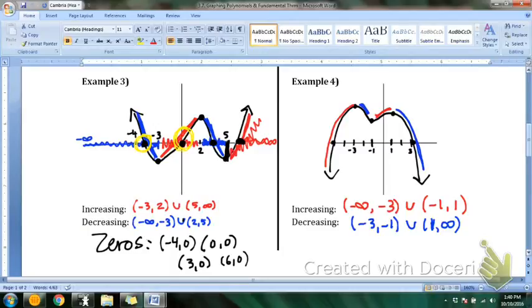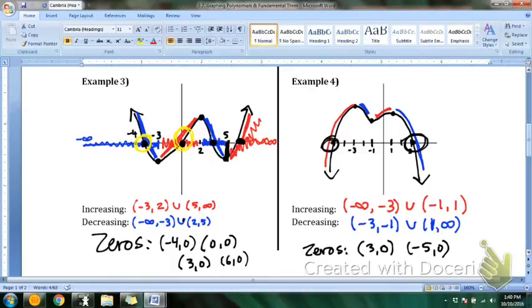Kaylin, name one of my zeros. What's one of the zeros? Remember, that's where it's crossing the x-axis. So what's one of the points? So are you talking about this one over here? 3, 0. Josh, what's the other one? Perfect. Negative 5, 0. That's where it's crossing the x-axis.